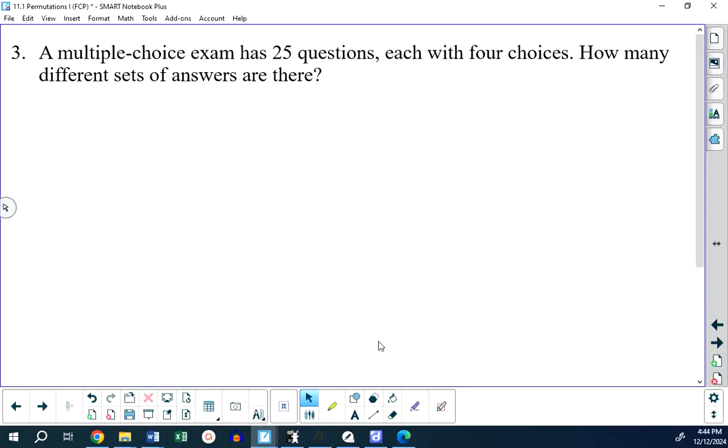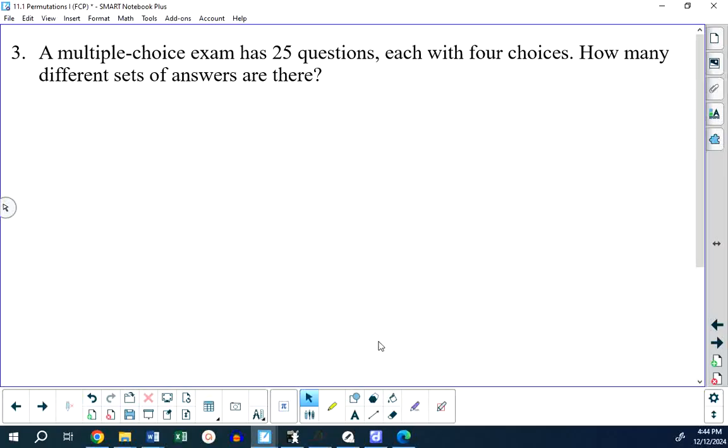So what I'm getting at here is I could have an exam with 25 questions in which all of the answers are A. 25 A's would be one of the sets of answers. I could have them all B's. I could have them A, B, C, D, A, B, C, D, A, B, C, D, until I get to the 25th question.